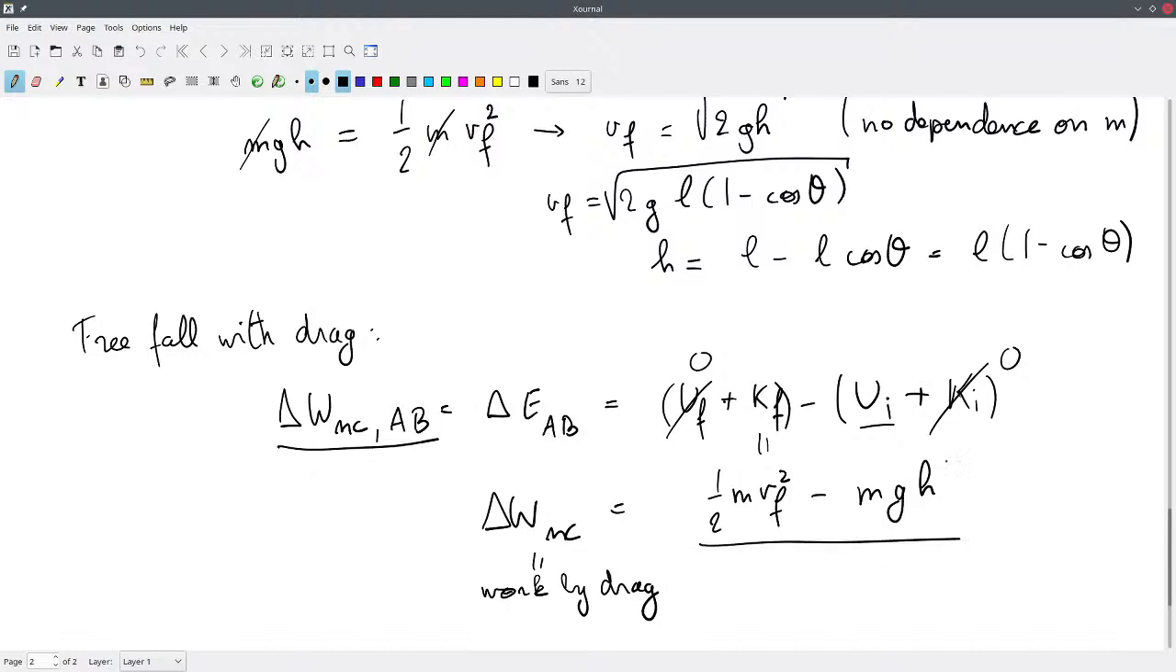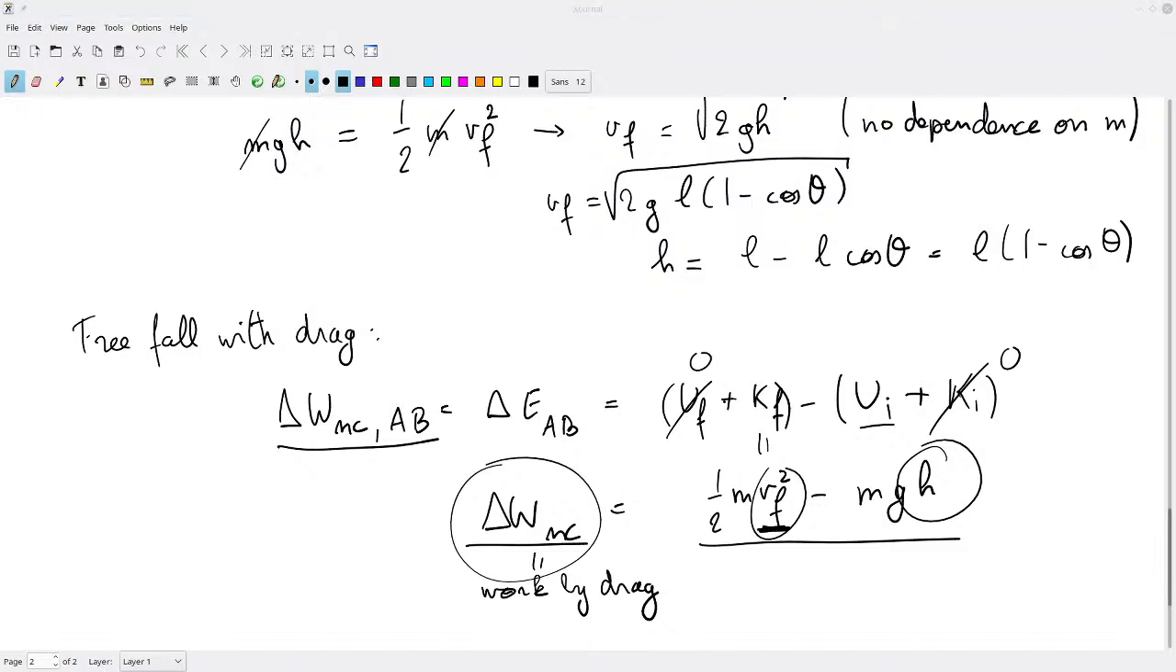And so because we have h and the final velocity, we can calculate this. In the previous problem, we didn't have the final velocity, and we derived it from the fact that there was no work due to non-conserving forces.